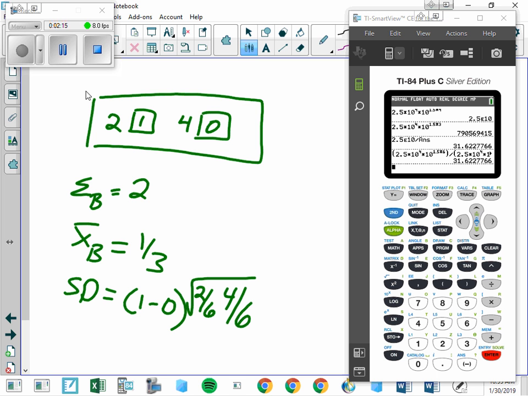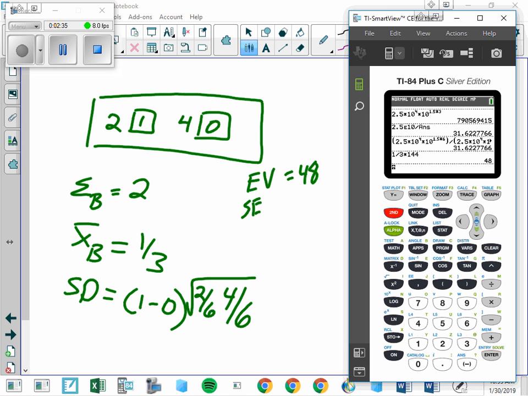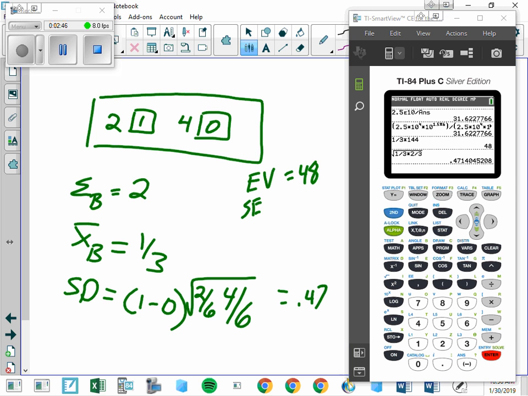What is the expected earning after 144 rolls? So we're going to take the average of the box and times that by 144, and you get 48. So the expected value is 48, and then we need the SE. The SE is going to be the SD of the box, which is the square root of 1/3 times 2/3. So that is 0.47. Now we need to multiply that by the square root of 144, so we times that by 12, and the SE is plus or minus 5.65.